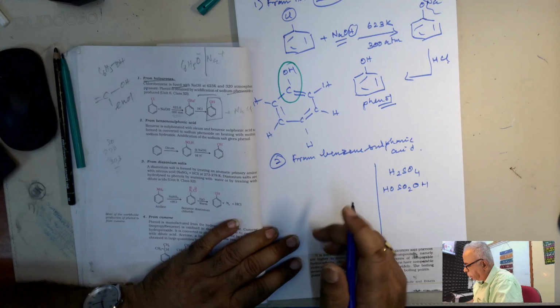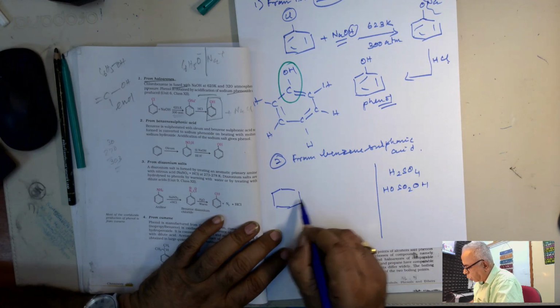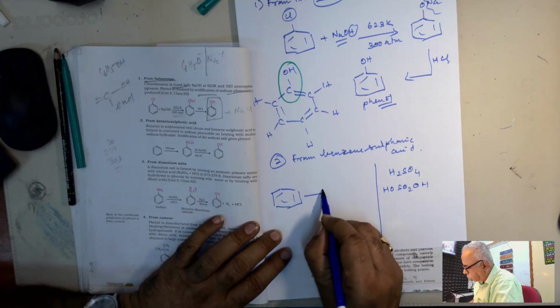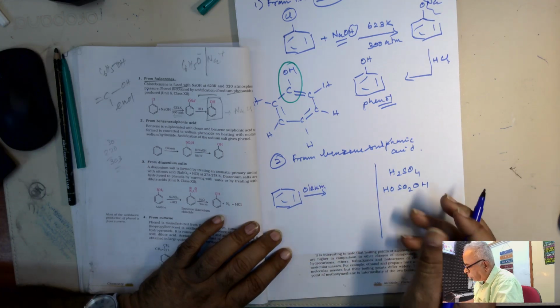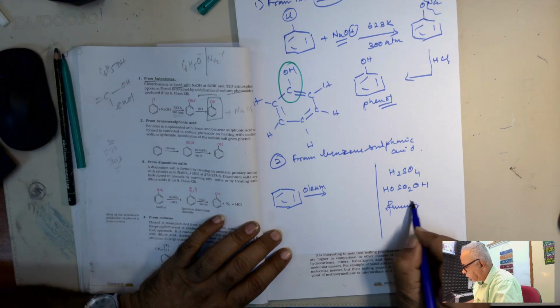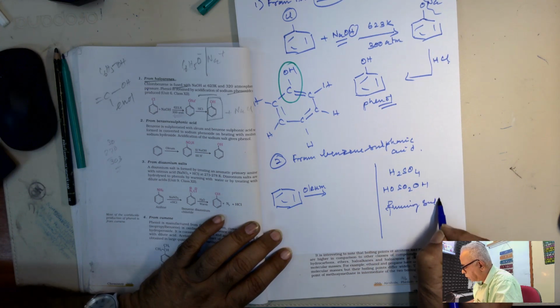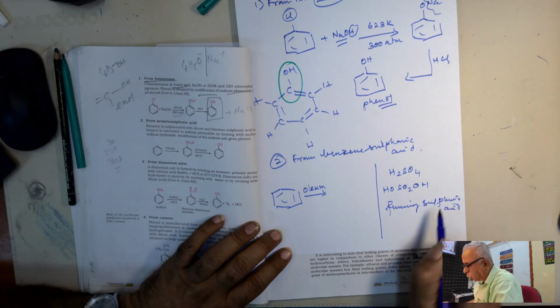Now, the benzene is treated with oleum. What is oleum? It is called fuming sulfuric acid. Take down: fuming means very high concentrated. So, fuming sulfuric acid is known as oleum.